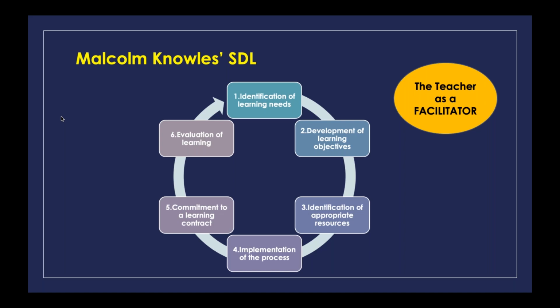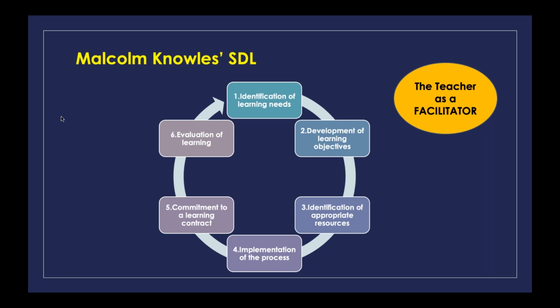Then, implementation of the process, so how I go with this process. Once I have defined my objectives, I have prioritized my objectives, I know the resources, the next thing is I have to go and actually learn it. And then commitment to a learning contract. Now, this is a step which is important as far as the theoretical aspect is concerned. However, when we come to it practically, it's a kind of verbal contract between me and my students. SDL generally involves a small group. So me and my students come to a contract that yes, this is our learning need, this is what we will be learning, and this is how we'll be learning. So it's a kind of contract between the teacher or the facilitator and the student.